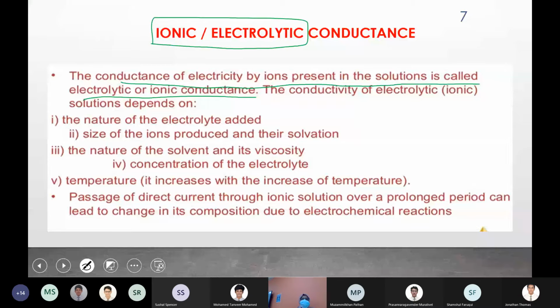First one is the nature of electrolyte added. What is the type of electrolyte added? The conductance by NaCl will be different from conductance by aluminum sulfate. So the type of electrolyte you are using is the first factor affecting the ionic or electrolytic conductance.